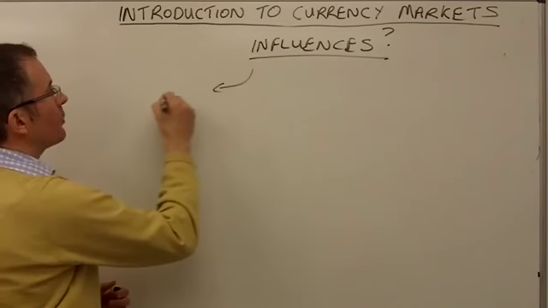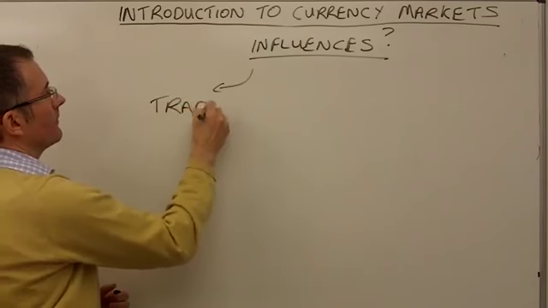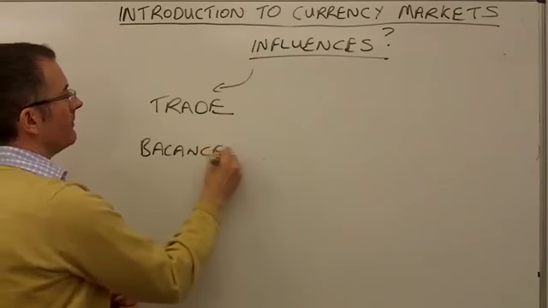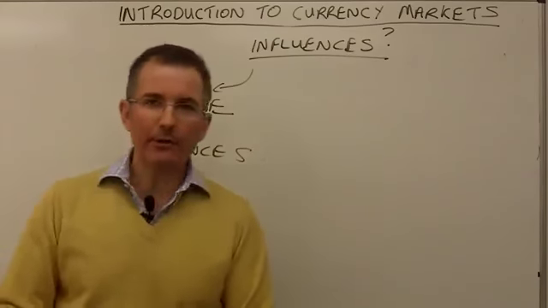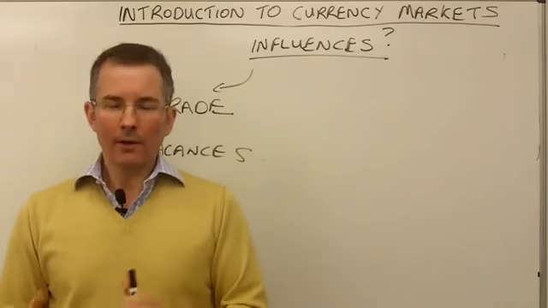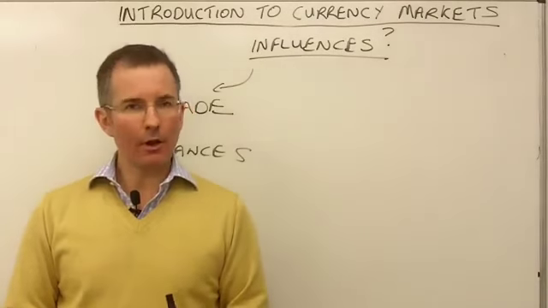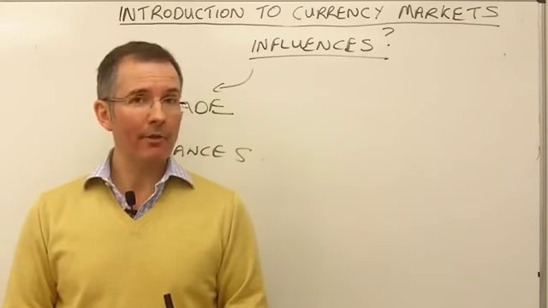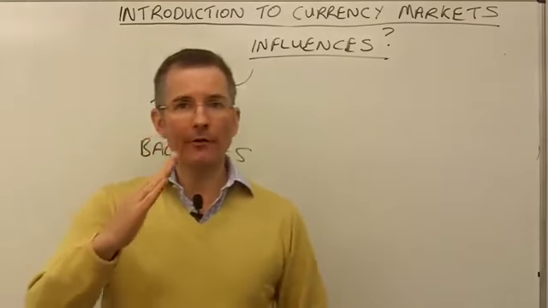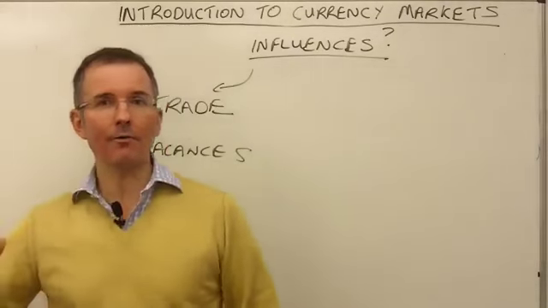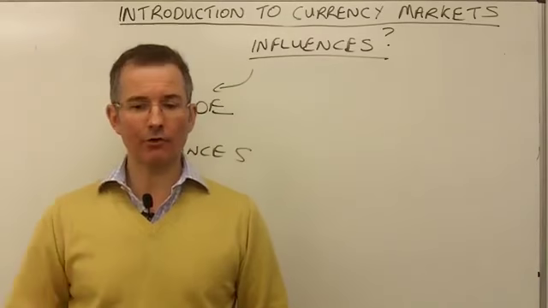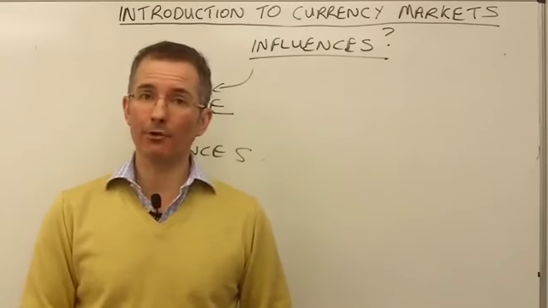Number one, trade. Or you could even say trade balances. Countries trade with each other and they build up trade surpluses or deficits. To cut to the chase on this one, if lots of people want to buy American stuff, they need dollars to pay for it. So demand for a country's goods and services will tend to drive demand for its currency as well. And that tends to suggest that a successful economy will have a strong currency. And that's broadly speaking true.